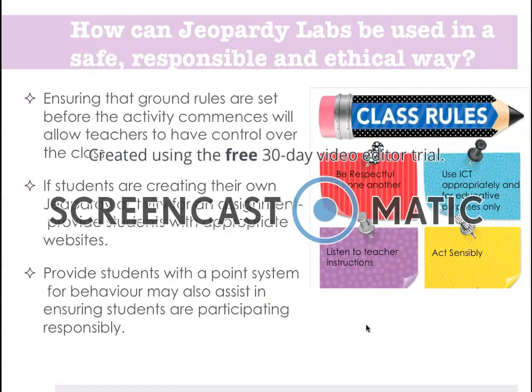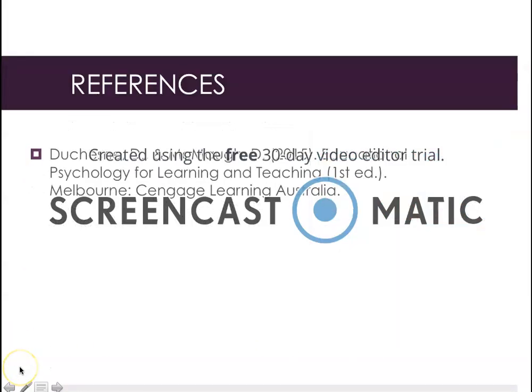So lastly, to ensure that Jeopardy Labs is implemented safely in the classroom, ensuring that ground rules are set before the activity commences will allow teachers to have control over the class. If students create their own Jeopardy activity, it is important to provide them with appropriate websites to help them source the information. And finally, providing students with a point system for behaviour may also assist in ensuring students are participating responsibly. Thank you.